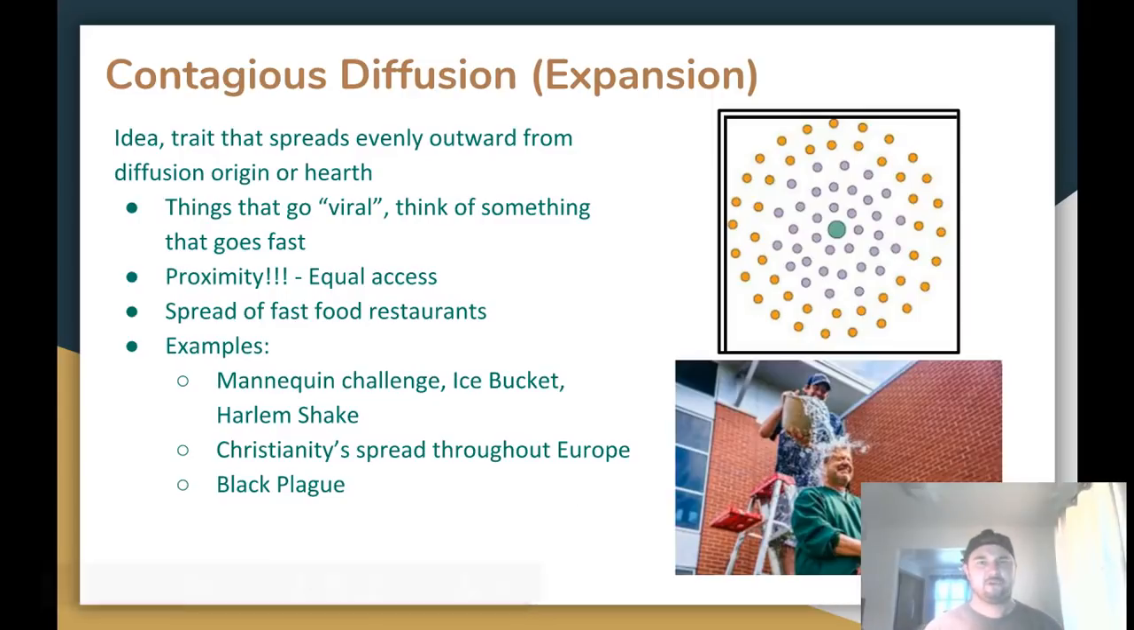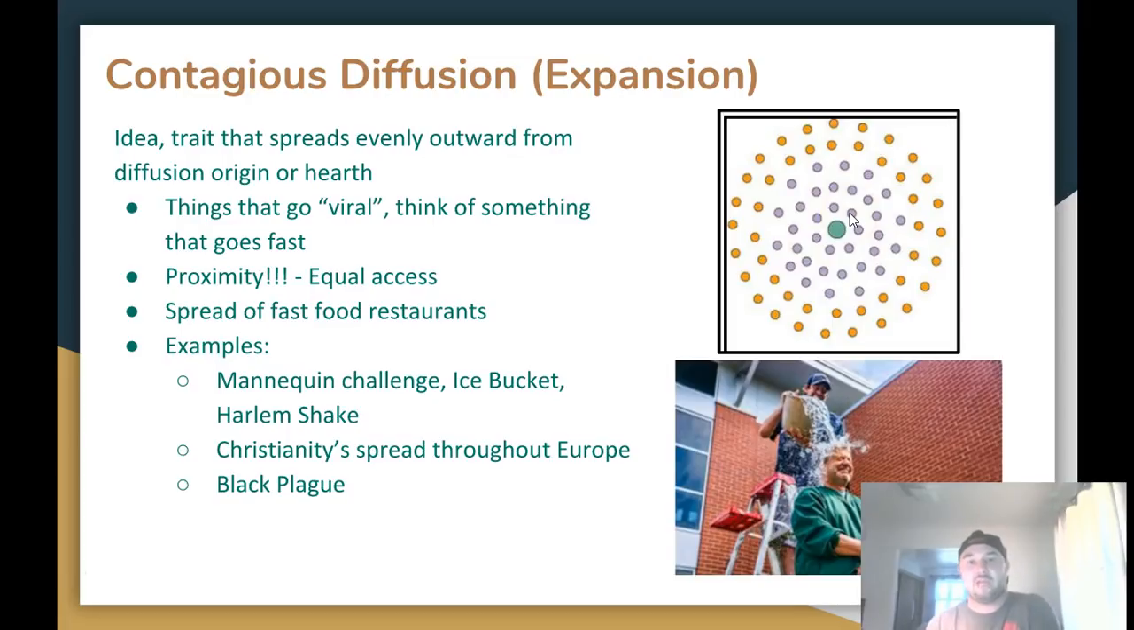Now, contagious diffusion, you want to think disease, you want to think people next to you, you're more likely going to get that disease because people are next to you. So that's contagious. It's coming out from one spot here, and the next people most likely to get it are the people nearby. Think of something that goes viral, somebody that puts something online.